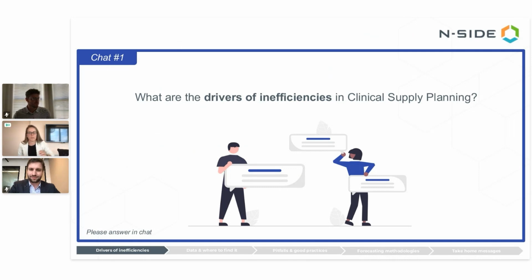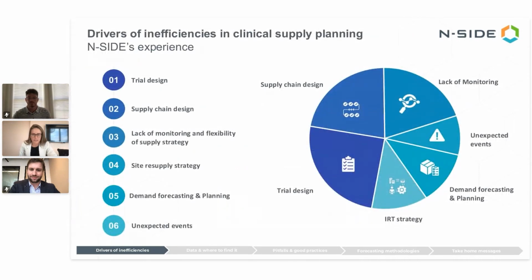It's just to give you a bit more pictures, but basically, this is what we've identified at Enside as being the main drivers of inefficiencies in clinical supply planning, in terms of waste, in terms of risk. So this is how we categorize them. You see here the list of all the topics. And not surprisingly, we see that demand forecasting and planning is part of it. And it is representing quite a big portion as well.